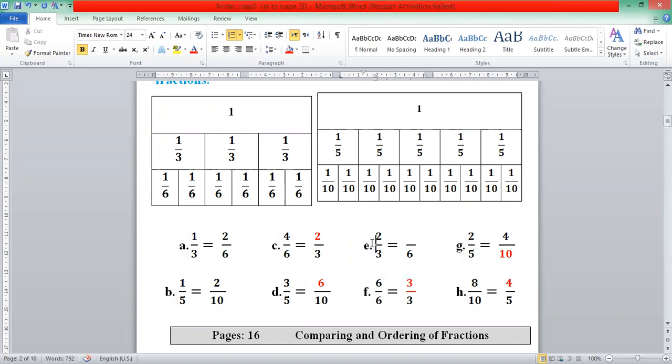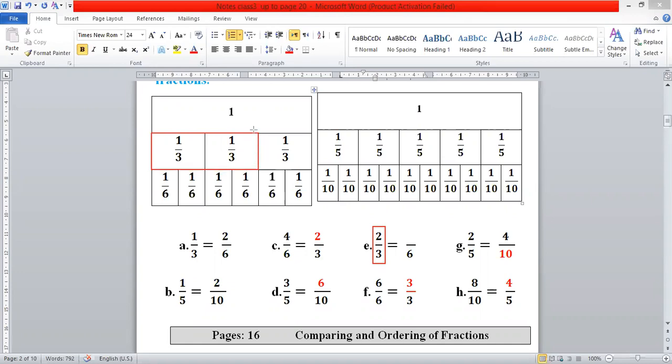First, in part E, first we go to the first fraction. Here the first fraction is 2 over 3. So first we go to the table and we will see which portion is covered by 2 over 3. This is 1 over 3 plus 1 over 3, that is 2 over 3. This portion is called 2 over 3.